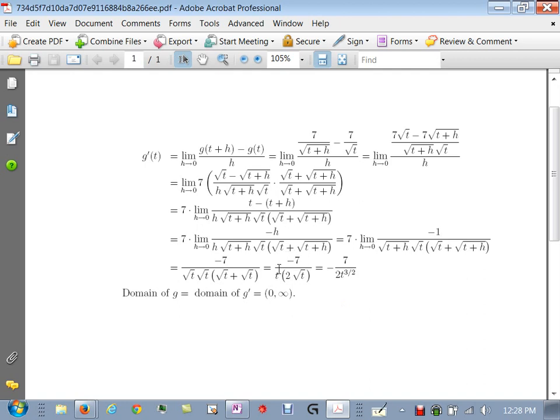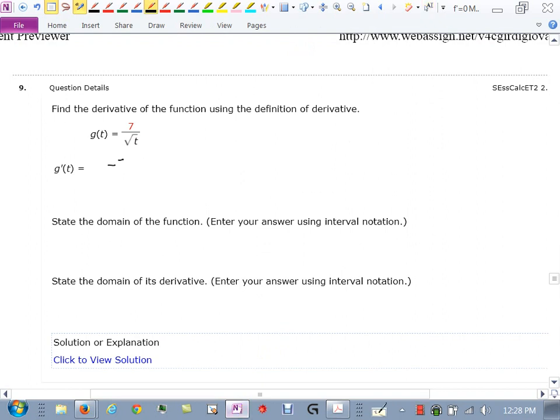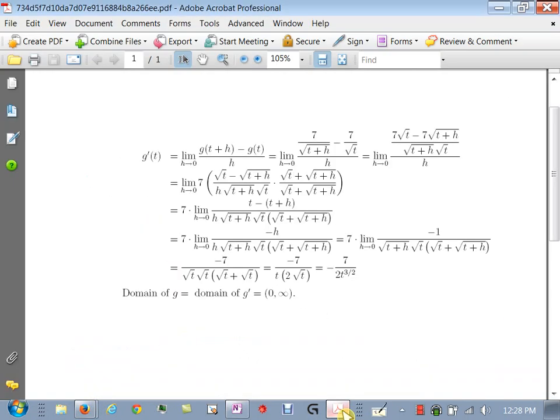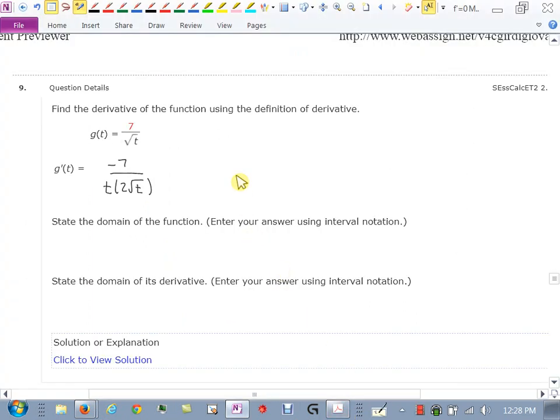Now, I think I'll write this one down on the other paper. Negative 7 over t times 2 root t. Is that what I had? Yeah. Okay, so once we have that, let's talk about the domain of the function.